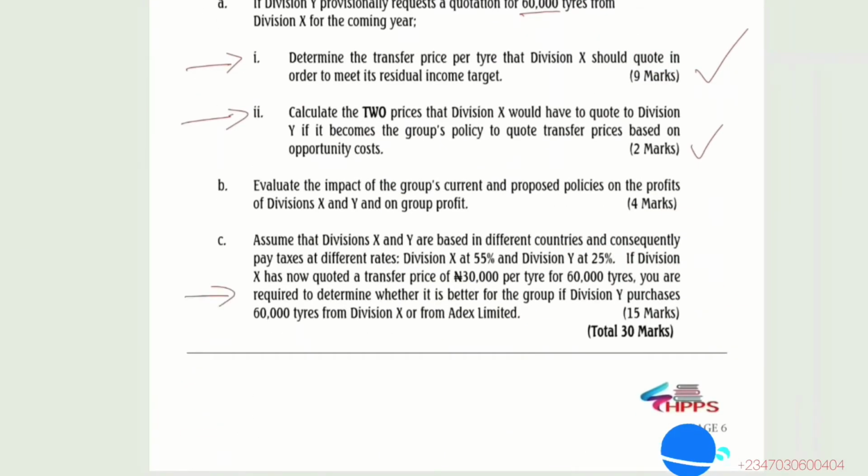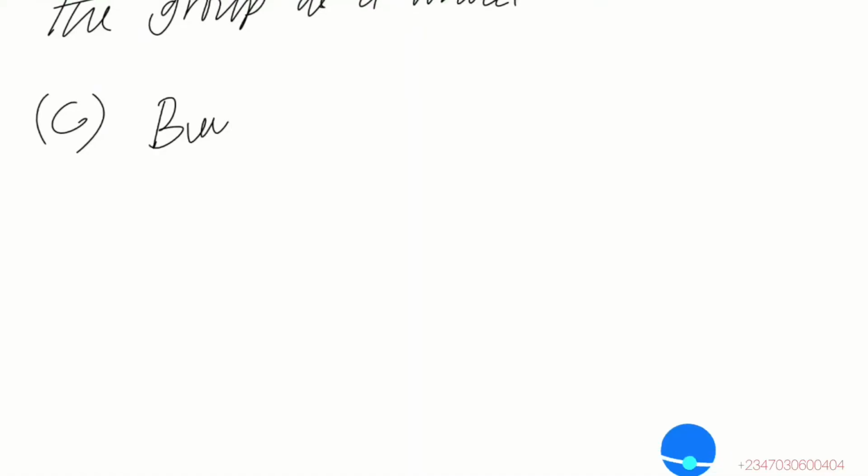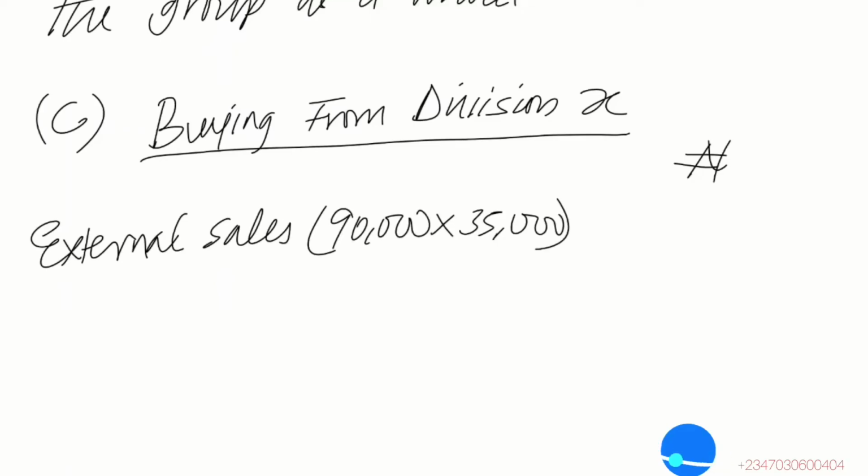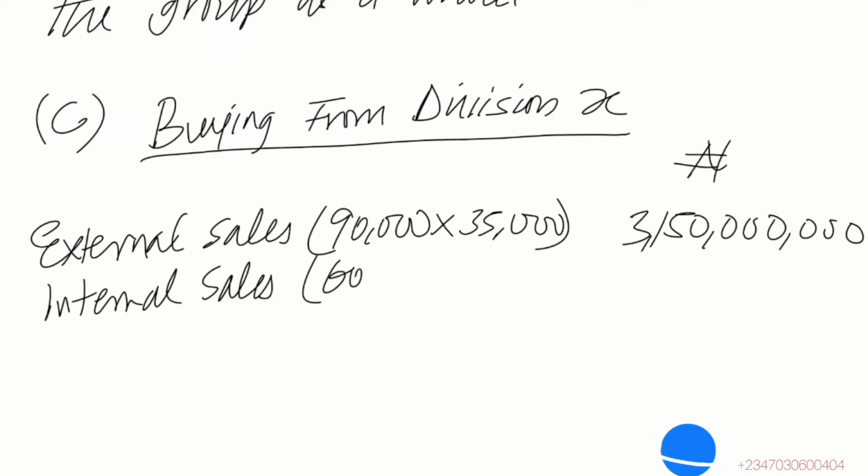Now, the B part of the question, the impact on the group. What will be the impact on the group? That will be answered verbally. Now let's look at the C part of the question. You want to buy from Division X now, where you have tax. There is tax involved. You bring in your external sales.